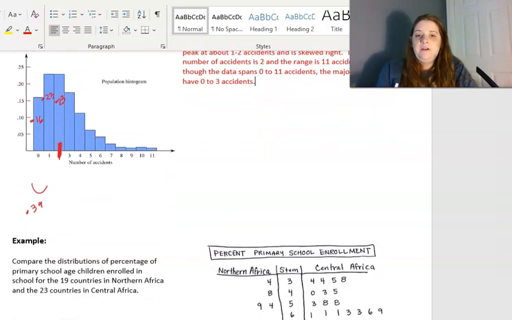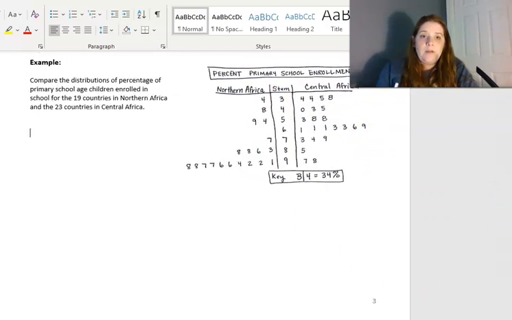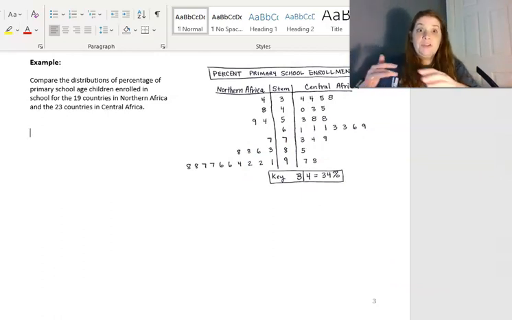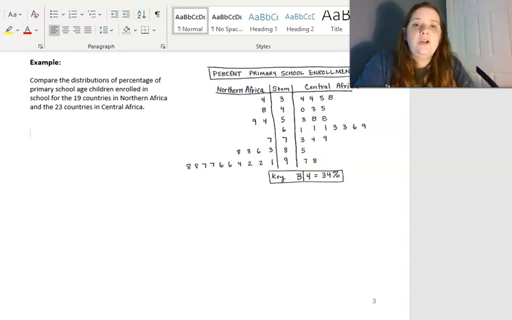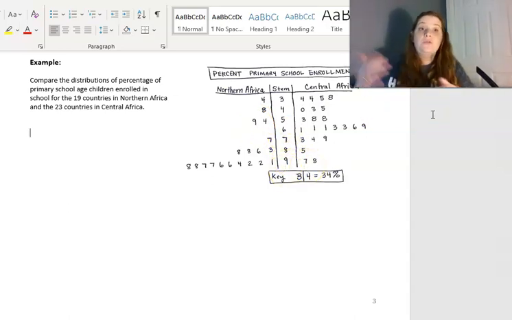All right, now let's look down here on the next example. Now we actually, in one of my other videos, created this back-to-back stem plot. Okay, and this back-to-back stem plot is being used to talk about the enrollment in elementary school or grade school in several different countries in Northern Africa and several different countries in Central Africa. And this is actually opposite of the one we made in the video. I've flip-flopped, but it still has the same thing. So these are percentage enrollment. Okay, so this is 97% in that country who were old enough to go to school were enrolled in school.